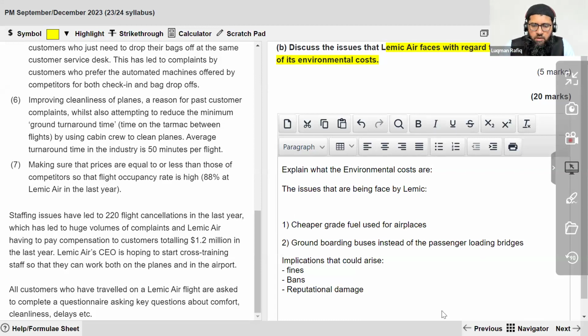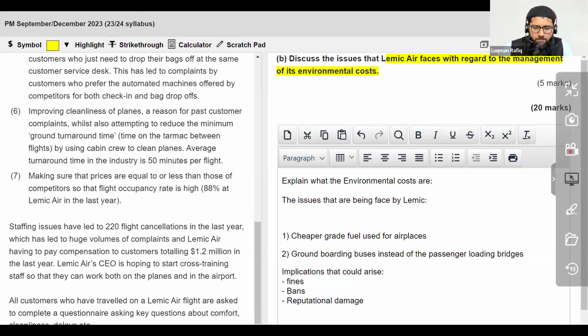Okay. So we have completed this question now. Any queries that you have?